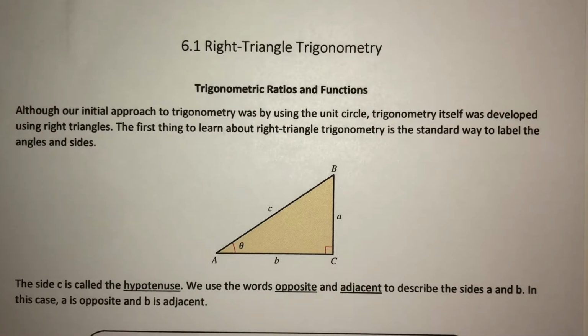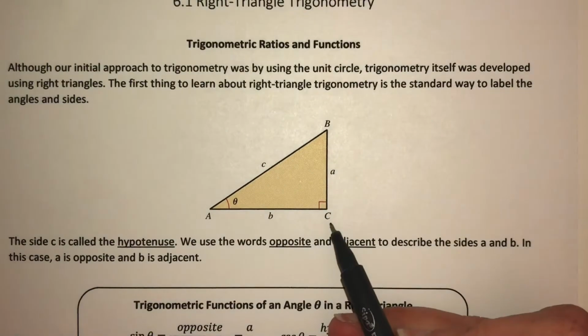This is 6.1, right triangle trigonometry. When we started trigonometry, we started from a unit circle approach, which is the most useful approach in calculus. But trig itself was developed from triangles. And so the first thing we need to know about right triangle trigonometry is the standard way in which we label the angles and the sides.